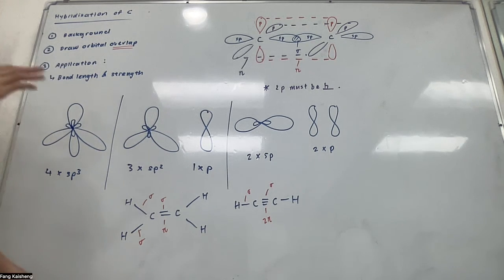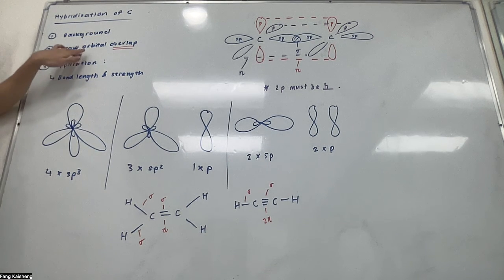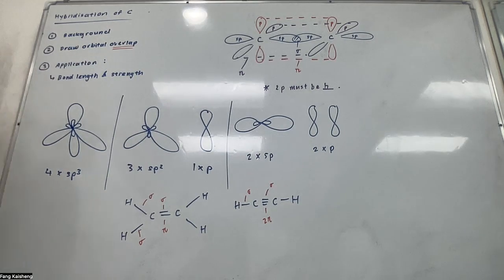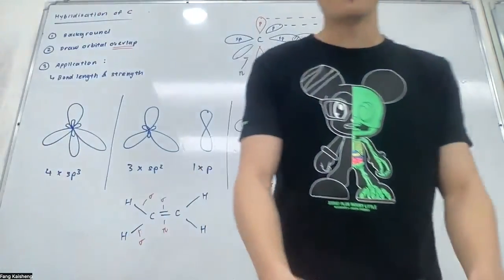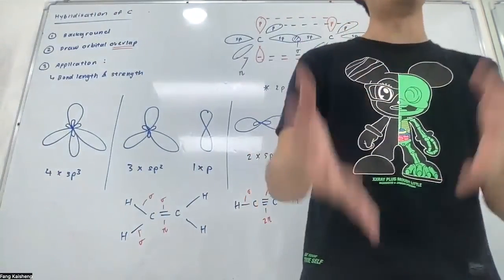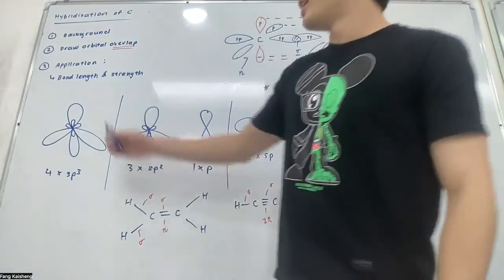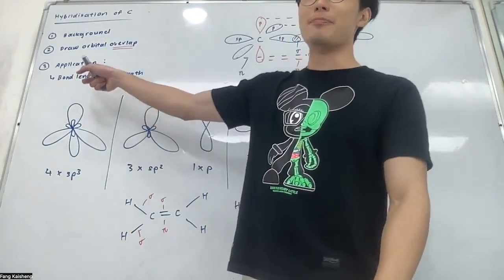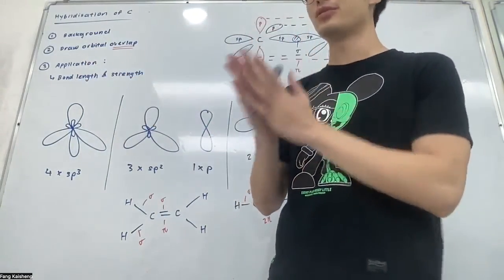Okay, right. So we are done with the second part of this portion. We have drawn all the orbitals. Now let's look at the third part. The third part is actually not that difficult. It's an application of hybridization. Hybridization can allow us to explain bond length and bond strength. So how do we do that?